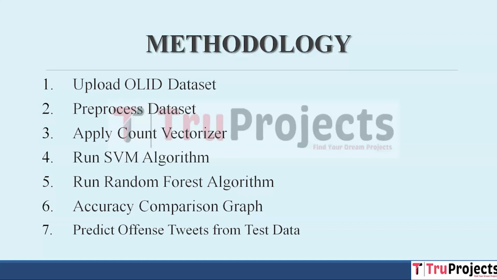Seventh module is Predict Offensive Tweets from test data. Once the models are trained, we can use them to predict whether tweets from the test dataset are offensive or not. This is done by inputting the count vectorized representation of the test tweets into the trained models and obtaining the predictions.